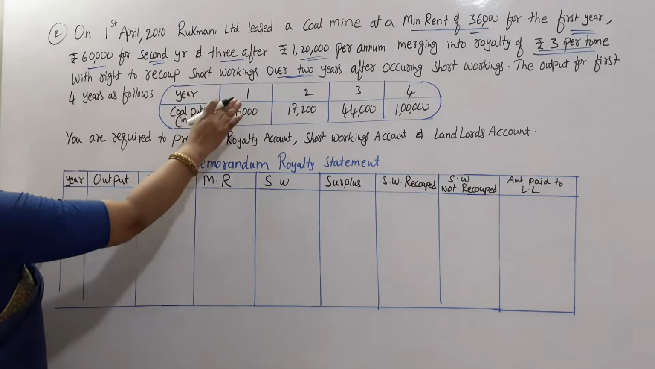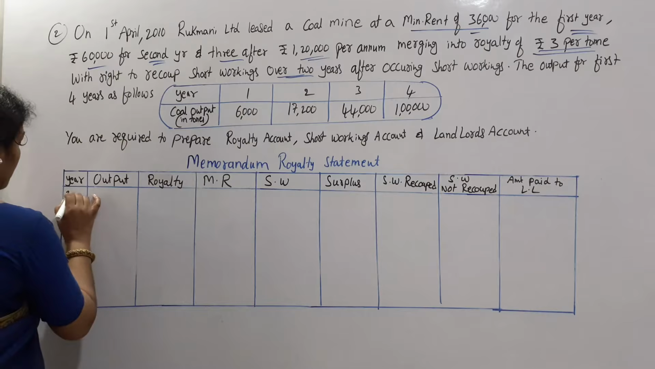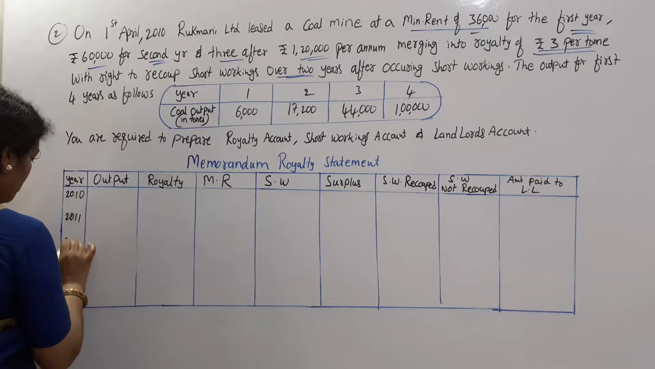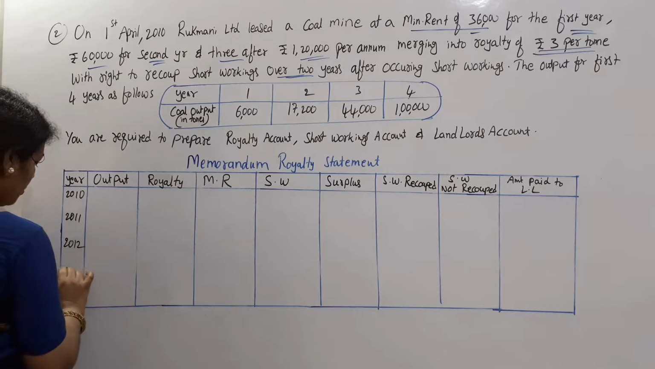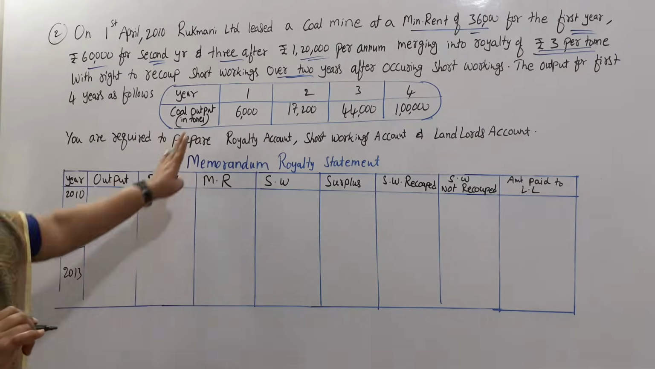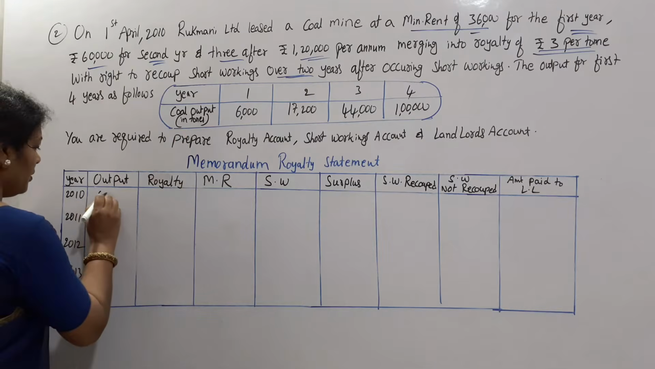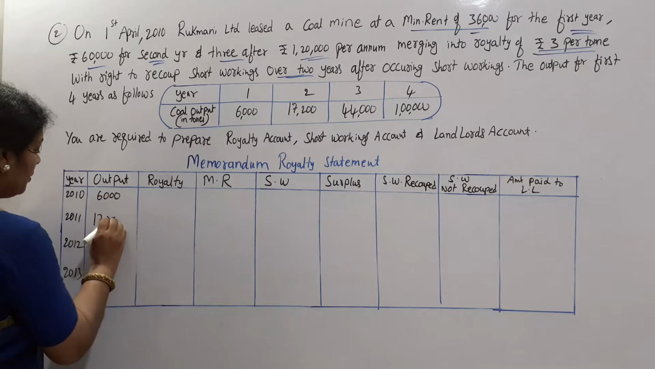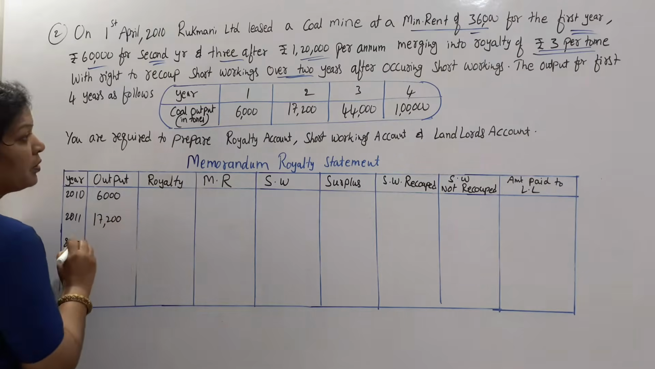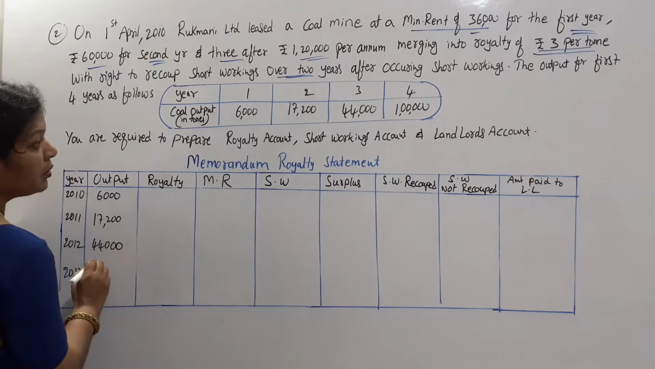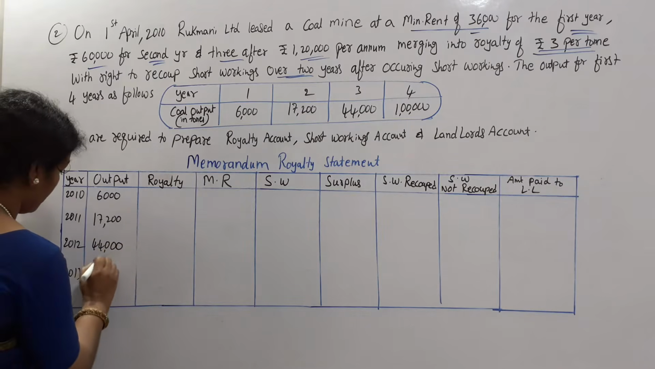First one is 2010, then 2011, 2012, 2013, 4 years. First we will write the output: 6,000, 7,000, 17,200, 44,000 and 1 lakh.